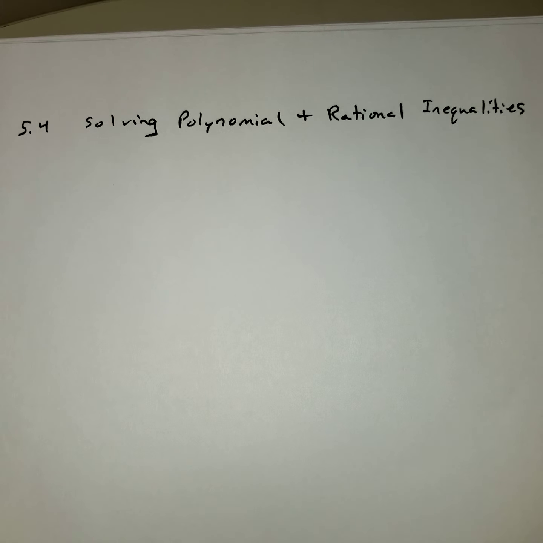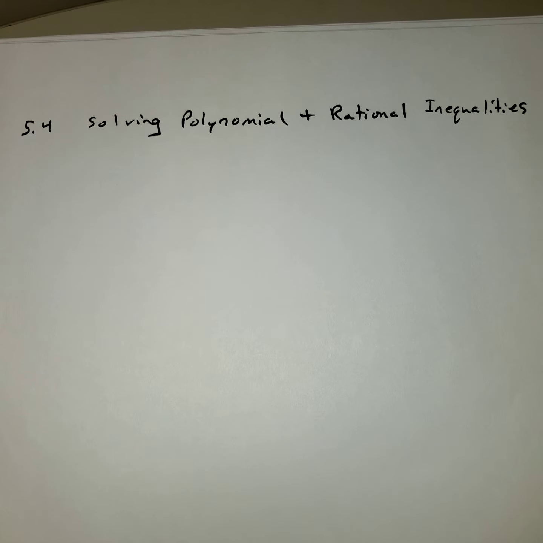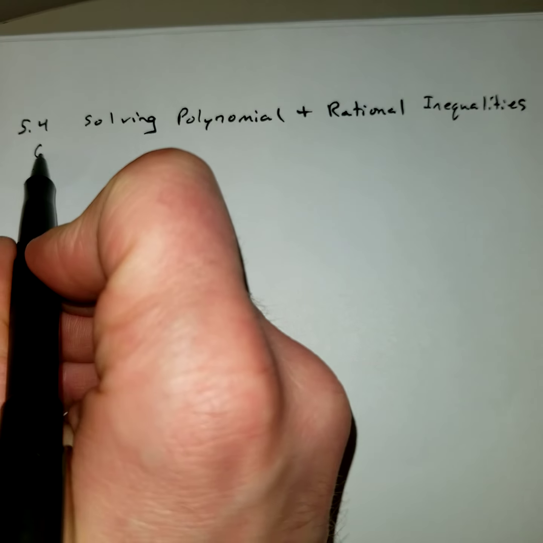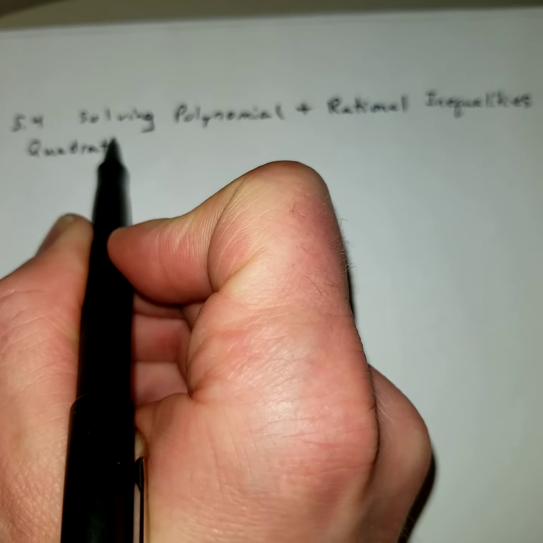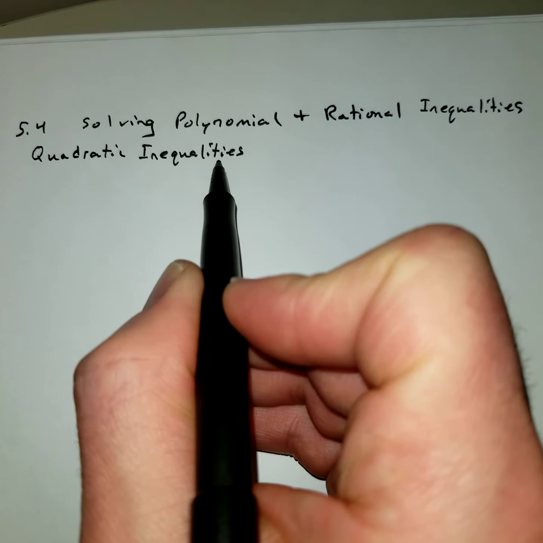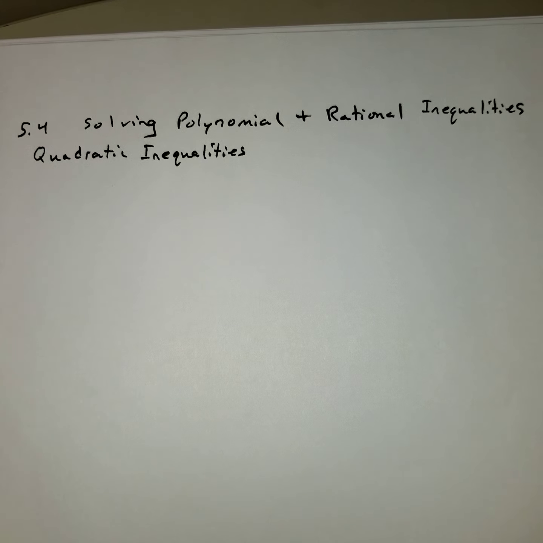Hello, so today we're going to be looking at section 5.4, which is on solving polynomial and rational inequalities. We've looked recently at the graphs and properties of polynomial and rational functions, but now we're going to move into the inequalities, which we've seen some of earlier this semester. We dealt with some quadratic inequalities. And of course, quadratics are a form of polynomial. They're a simpler polynomial, a second degree.